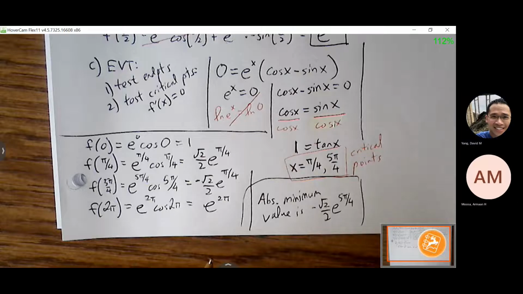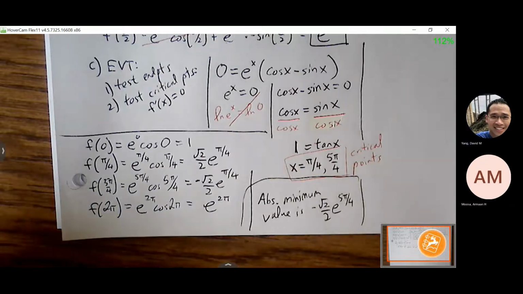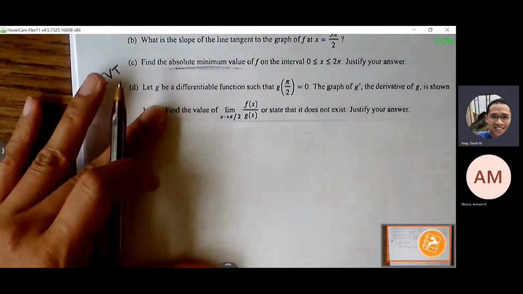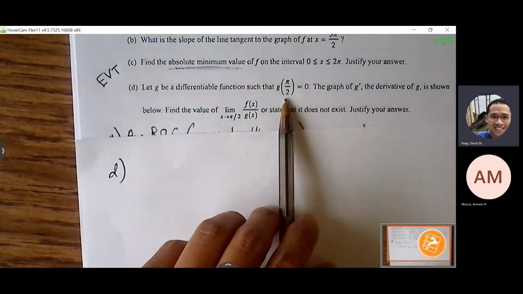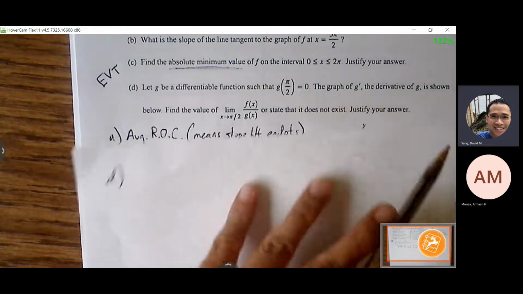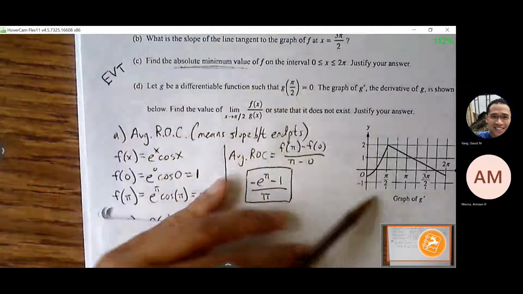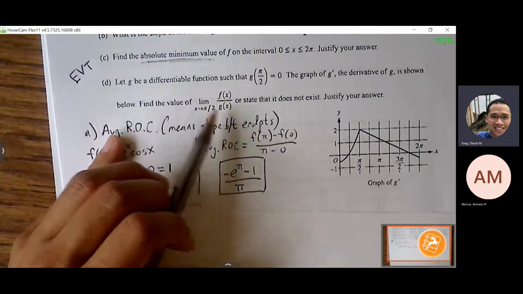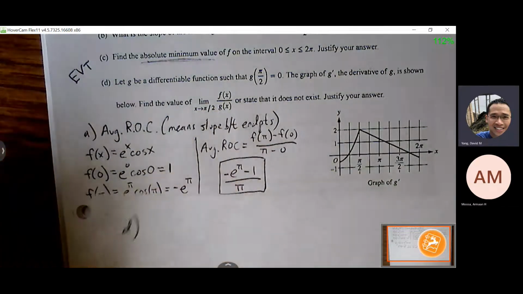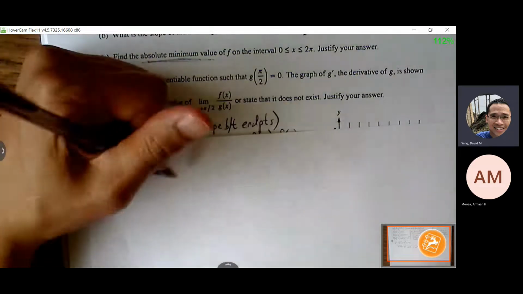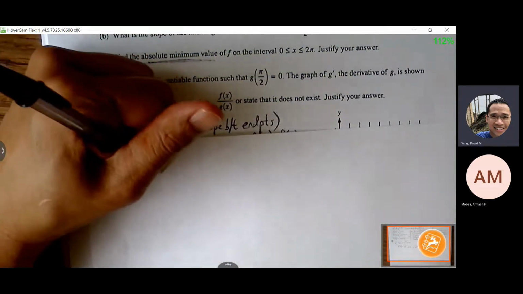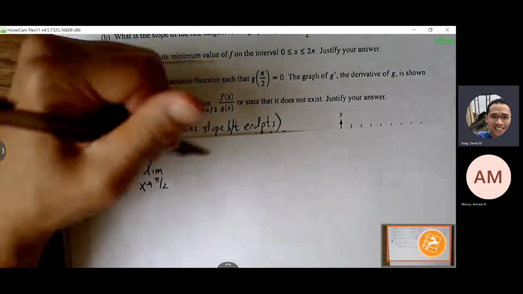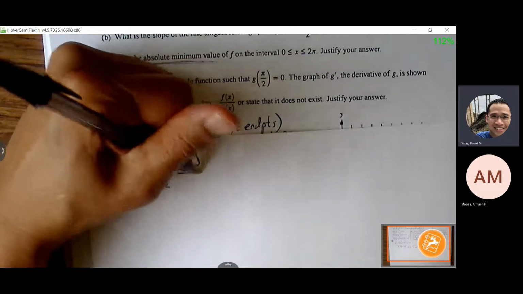Okay, good so far? Okay, part D. Let g be a differentiable function such that g of pi over 2 equals 0. The graph of g prime, the derivative of g, is shown. Find the value of the limit as x approaches pi over 2 of f over g. Justify your answer. Anytime I see a complex limit problem, I'm instantly thinking maybe this is L'Hopital's rule, but we can't jump to that conclusion until we get confirmation.